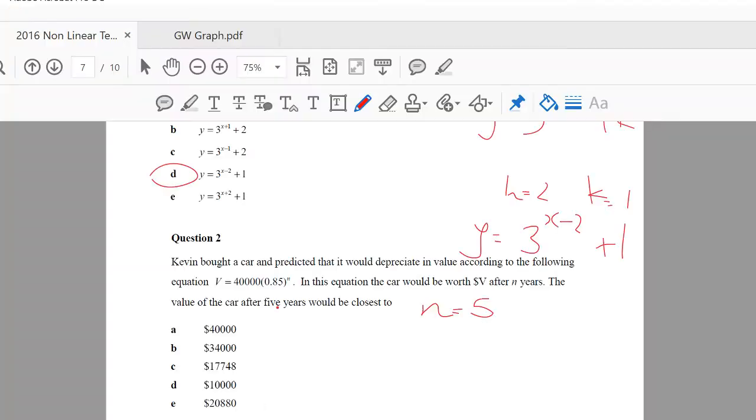We get 17,748.2. So that answer is going to be 17,748. There it is. Option C. Yep, back into tablet mode.